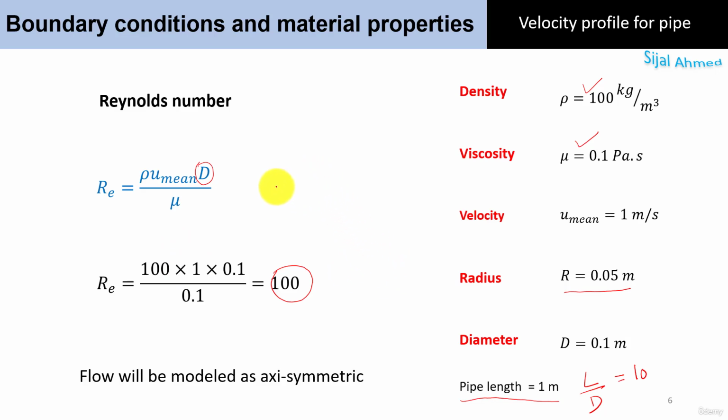And as I told you, this flow will be modeled as axisymmetric, which means we are solving this problem in polar coordinates. So I will be making the domain only half, but in the case of the channel this will be the complete domain. This half domain is from this location to this location. Here is 0 and here the radius is 0.05. So this is the whole scenario of the problem.